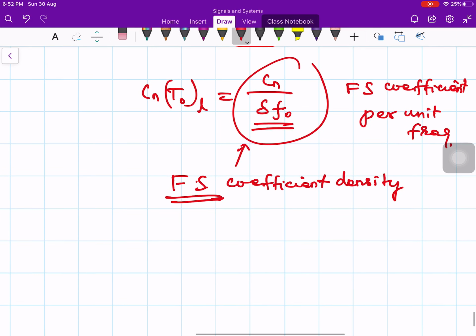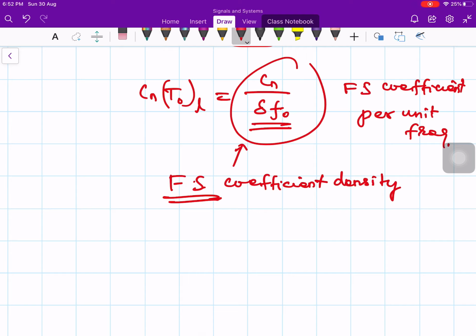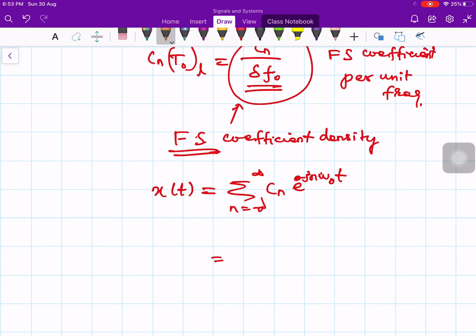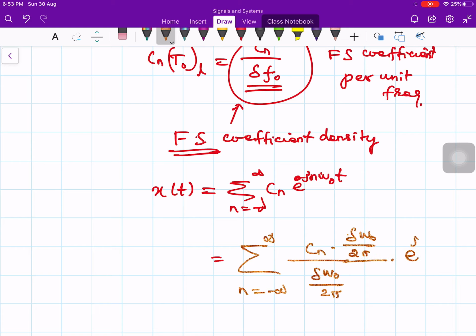Once you have the coefficient density, then your x of t can be written further as follows. You recall your x of t is equal to sigma n is equal to minus infinity to plus infinity Cn times e to the, is it minus or plus, plus j n omega naught t. Okay, now what you do? You write down the same expression, n is equal to minus infinity to plus infinity Cn. You divide by, let's say, delta omega naught by 2 pi and multiply by delta omega naught by 2 pi times e to the jn omega naught t.